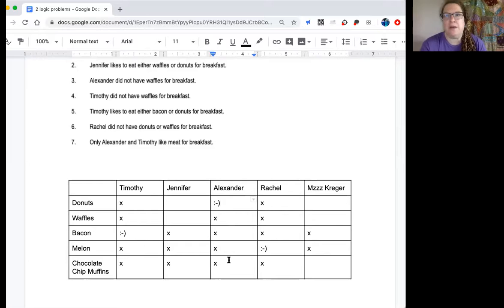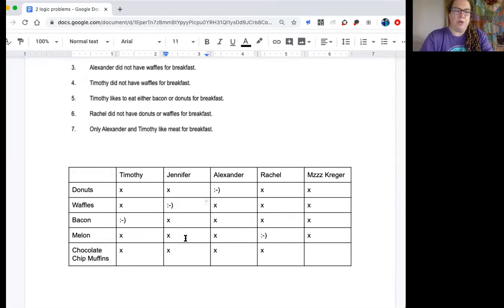Now we can do the fancy X off everything else trick. Ready? It's already X'd off everything for Alexander, but let's X off everything else for donuts. Okay. So once we've done that, and I'm not in the waffle category, am I? Then we know what Jennifer has left. She has waffles. We don't even need a clue. So at the bottom, you would write, Timothy has bacon, Jennifer has waffles, Alexander has donuts, and Rachel has melon. And I have my favorite chocolate chip muffin.